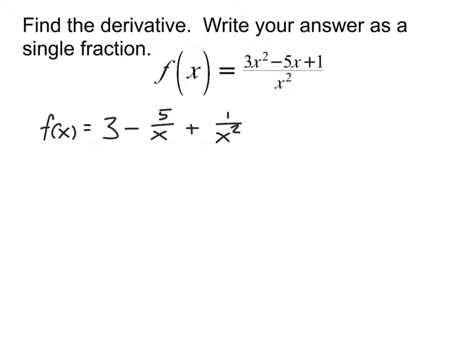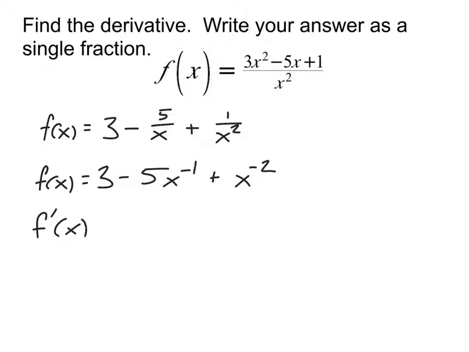And for each of these, we can do that just using power rule, because remember that this is going to be the same as 5x to the negative 1 and x to the negative 2. And so that's what we're really doing the derivative of. And so now I can do the derivative. The derivative of 3, of course, equals 0. That's gone. But then I do the derivative of negative 5x to the negative 1. So I do the negative 5 times negative 1, which gives me a positive 5. And then I subtract 1 from the exponent, so that's going to give me 5x to the negative 2.